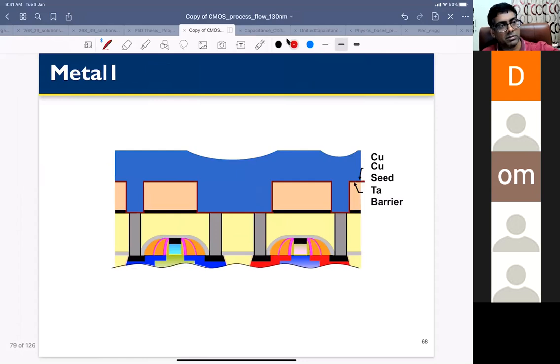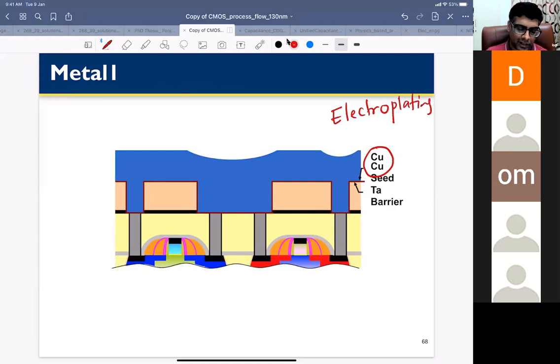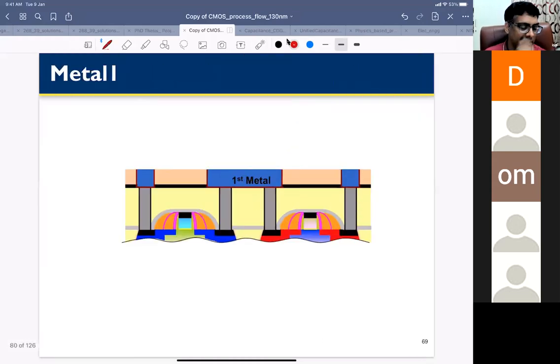In 130 nanometer CMOS technology, copper is used for the first time. Before that, when we're talking about 180 nanometer CMOS technology, people were using aluminum. So in 130 they moved from aluminum to copper. Aluminum is mostly deposited by a sputtering process, but copper is deposited by electroplating. So by electroplating you deposit copper, then you polish it, and when you polish it, you have your metal.